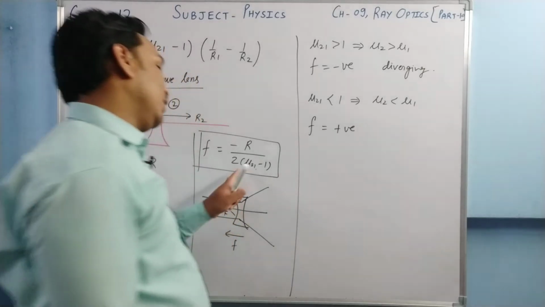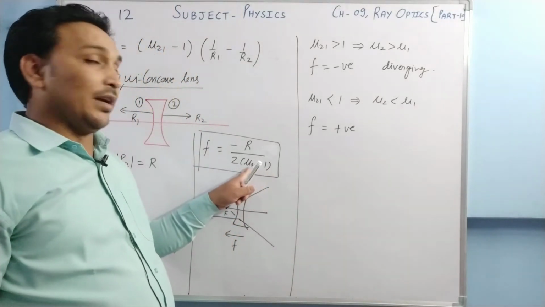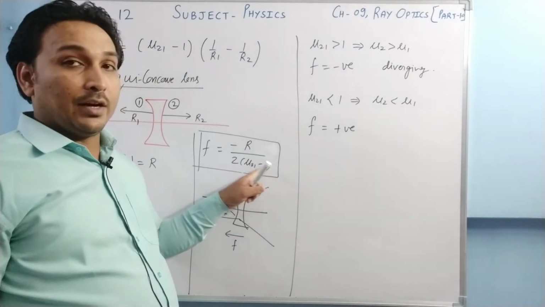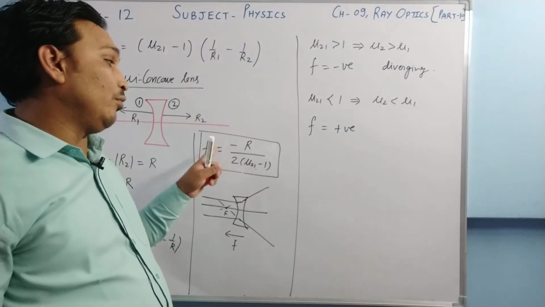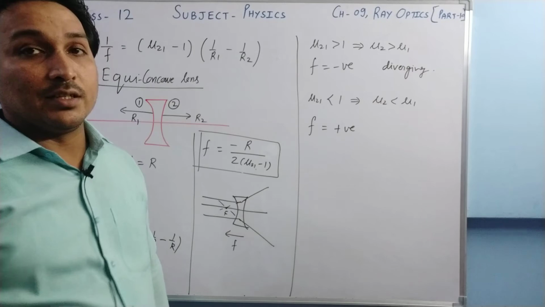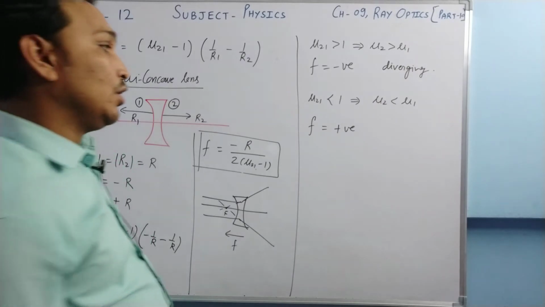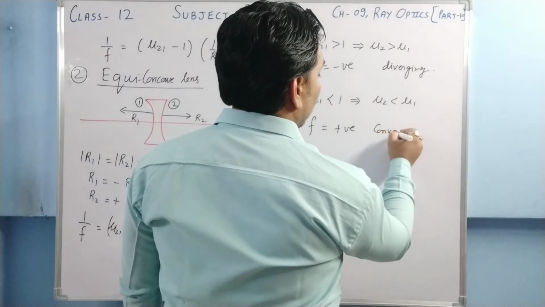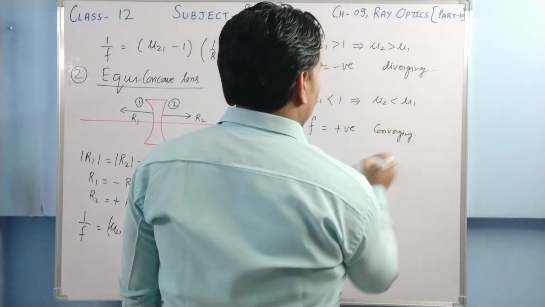Just see, if mu21 is less than 1, we'll have minus something. Since mu21 is less than 1, we'll have the denominator negative. Negative sign is already there in the numerator, so the negatives will cancel out and the answer will be positive. So here the concave lens will behave as a converging lens. Something like this will happen.